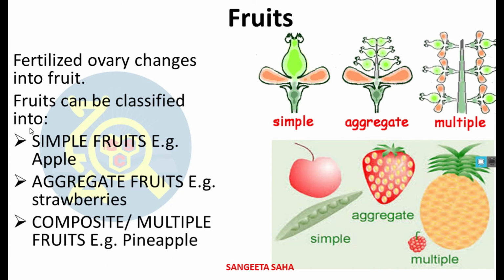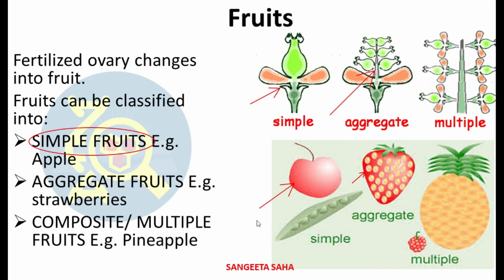The first one is the simple fruits. Now, in the simple fruits, if the fruit develops from the single ovary of the single flower, then it is known as simple fruits. And this is seen in beans, peas, apples. Now, if the fruits develop from multiple pistils of a single flower, then it is known as aggregate fruits, and it is seen in strawberries, custard apple, and so on.